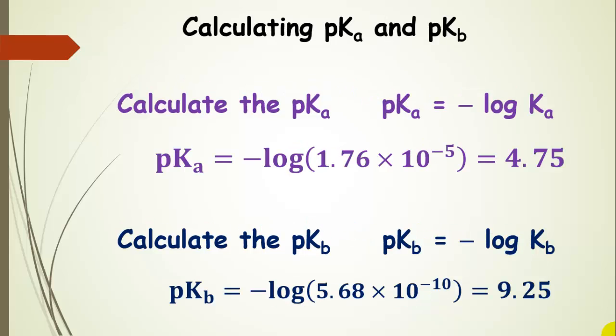Now let's do a quick little example. Let's calculate the pKa for our acetic acid. So if we take the negative log of the Ka, which is 1.76 times 10 to the negative 5, we're going to get 4.75. And same with the pKb, plug in the Kb, and we're going to get 9.25. So that's an example.